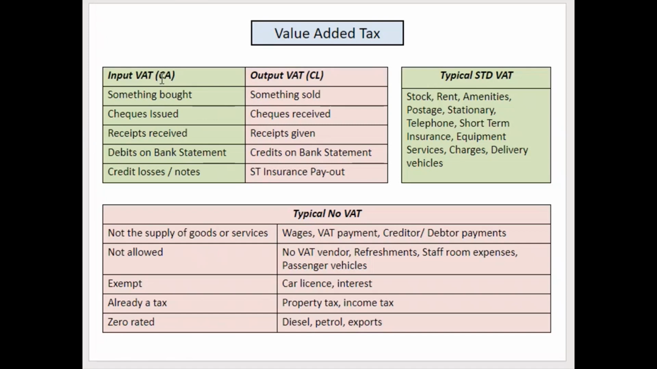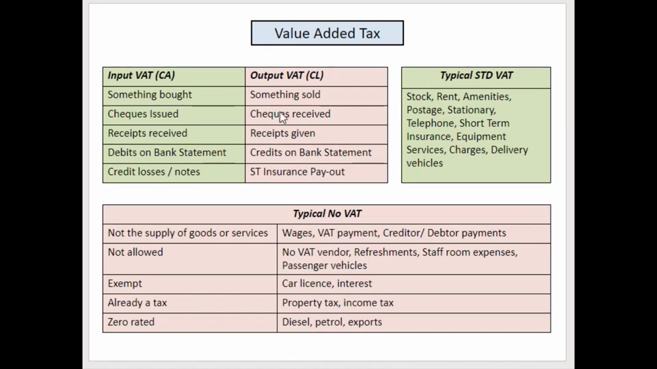So those are your current assets. So something bought, checks issued, receipts received. Okay, you go and you get the receipt because you bought something. Debits on the bank statement, and then credit notes. Typical things they were for input VAT.